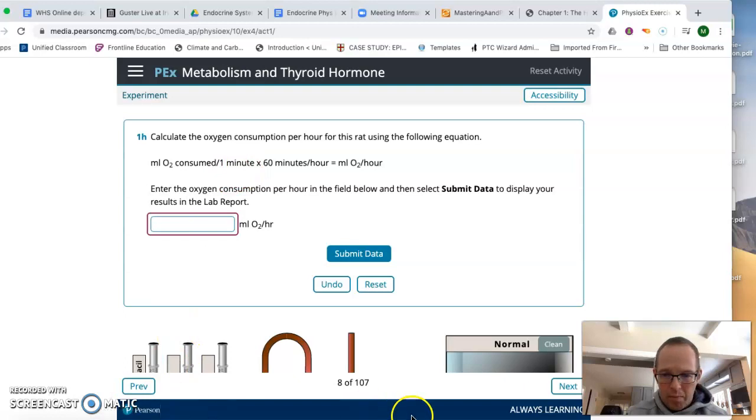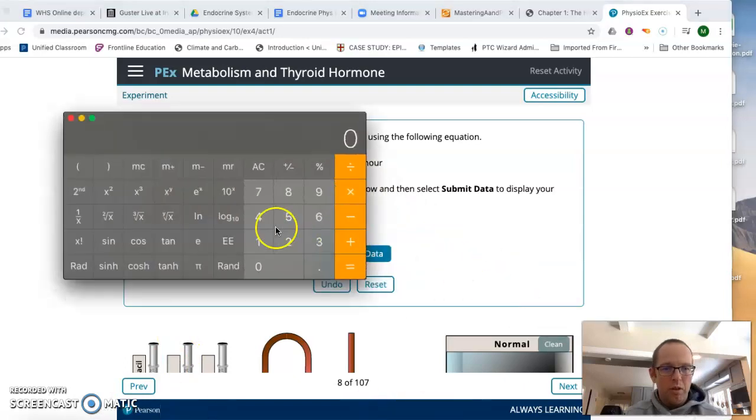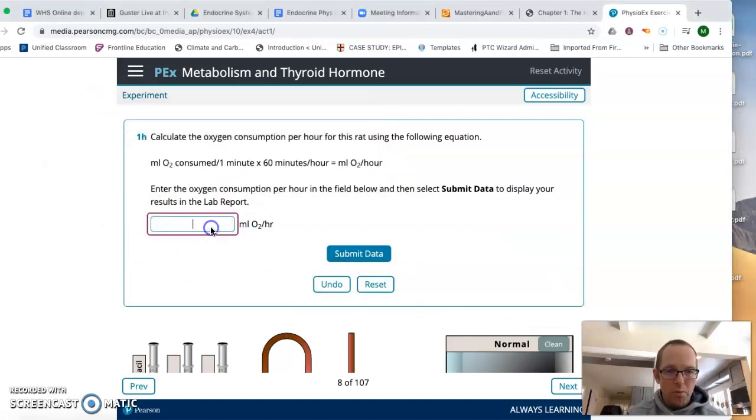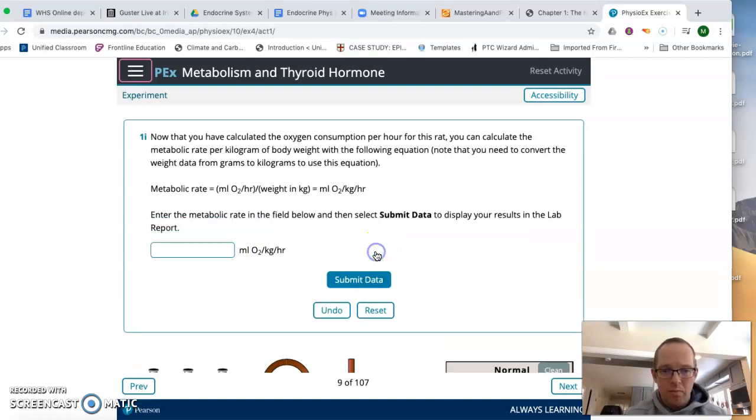So I have my calculator up here somewhere. We're going to take that 7.2 and multiply by 60. And we're going to get an answer of 432 milliliters of oxygen per hour. And that's the number that we're going to put here. When we submit data, it's going to save that data, so we don't have to worry about it again. So now, we just calculated how much oxygen this rat would consume in an hour.